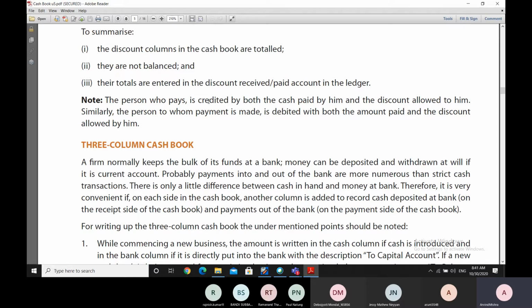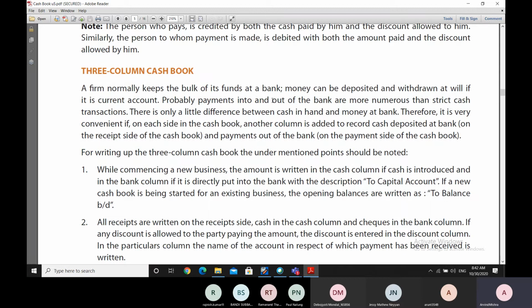Now, whichever person pays the cash is credited by the cash paid by him as well as the discount allowed to him. So, two credits are given to him, one in the discount allowed and the other is the cash paid, wherever any discount is allowed to him. Similarly, the person to whom any payment is made is debited with the actual amount which is paid to him and the discount amount which is allowed to him.